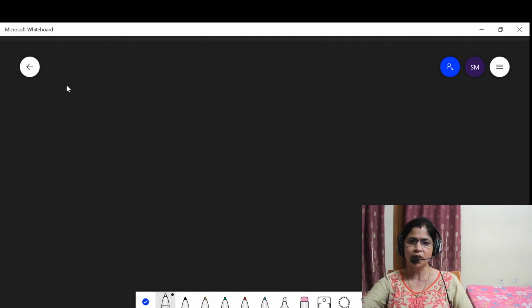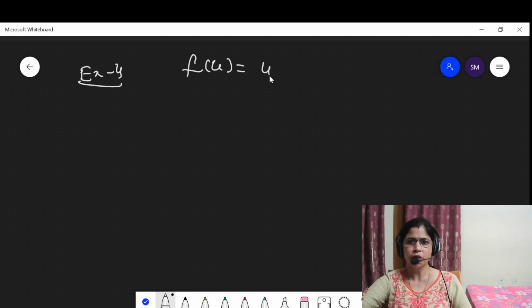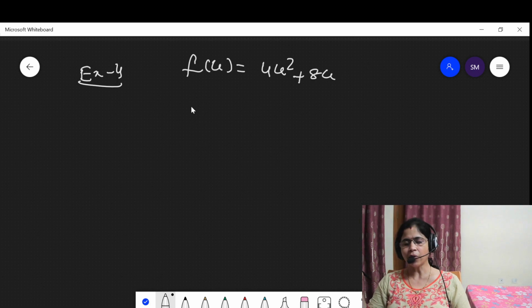Students, when you practice a variety of questions, then the questions which will be asked in your exam paper will not be a challenge for you. Here also the question says that f(u) is the polynomial which is equal to 4u square plus 8u. Here also you have to find out the relationship between alpha and beta.